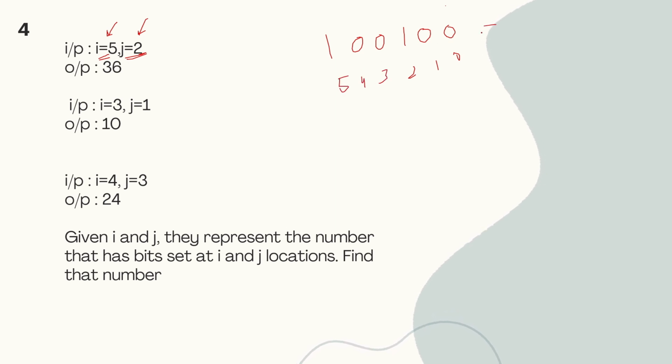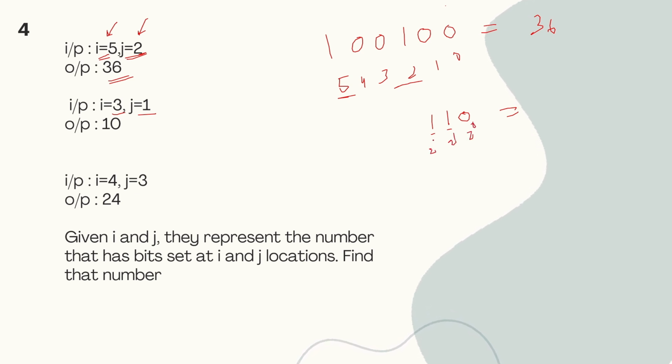So what is the value of this number? 2 power 2, which is 4, and 2 power 5 is 32. So 32 plus 4. So 36 is your output. That's why you are getting 36 here. And for I 3 and J 1, that means at 3rd position and at 1st position. So what is the value of this? I hope it's clear, right? So 8 plus 2, because this is 2 power 0, this is 2 power 1, this is 2 power 2. I think it's 3rd position, right? Sorry.